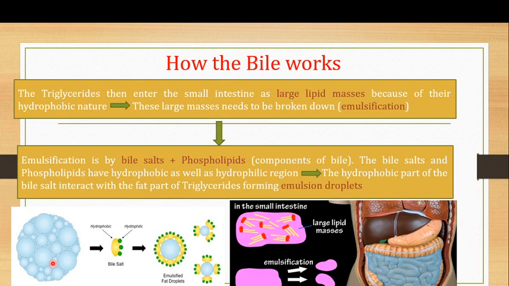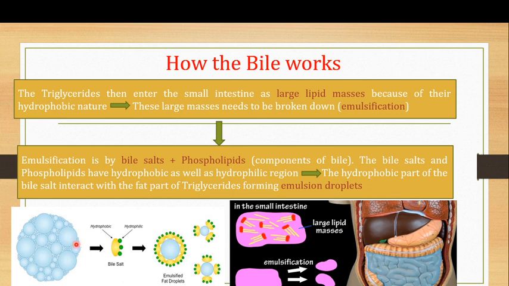Now the triglycerides then enter the small intestine as large lipid biomasses because of their hydrophobic nature. The environment in the small intestine is hydrophilic, while these triglycerides are hydrophobic in nature. So what they do is make these large fat globules, this large massy structure, because of their hydrophobic nature.